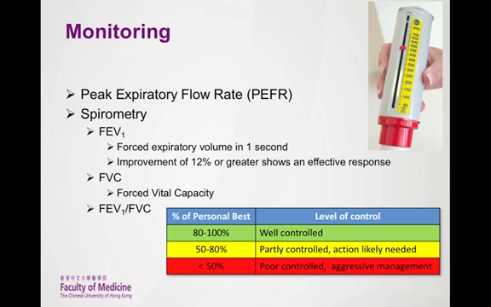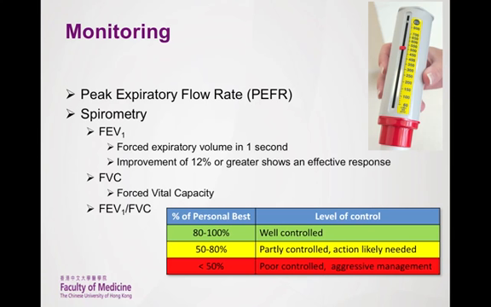Spirometry also measures FEV1 and FVC. FVC is forced vital capacity. FEV1 is how much air the patient can blow out in 1 second. An improvement of 12% or greater and 200 milliliters after usage of a bronchodilator shows a response.